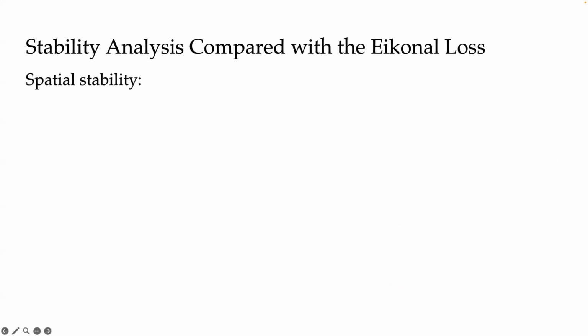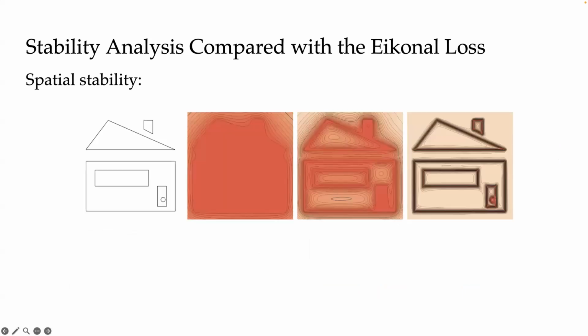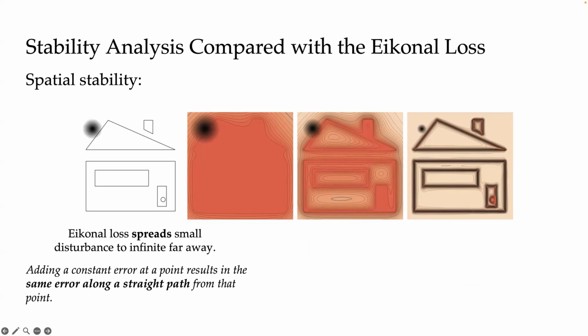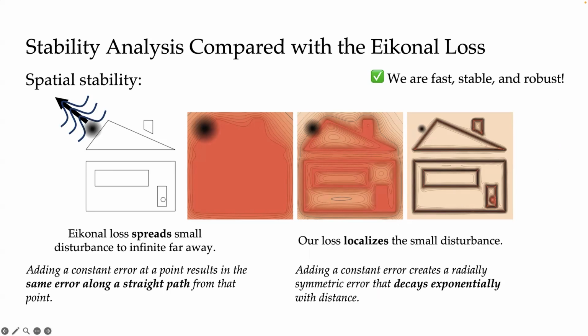This is a visualization for the stability of the spatial part. You have some disturbance near the boundaries. Our loss could localize the small distance disturbance to a small region. With the eikonal loss, it may spread the small disturbance to infinitely far away. That's why we can be fast, stable, and robust.